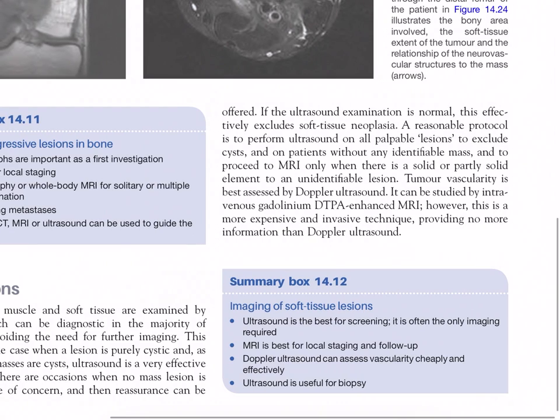This effectively excludes soft tissue neoplasia. A reasonable protocol is to perform ultrasound on all palpable lesions to exclude cysts and on patients without any identifiable mass, and to proceed to MRI only when there is a solid or partly solid element to an unidentifiable lesion. Tumor vascularity is best assessed by Doppler ultrasound.